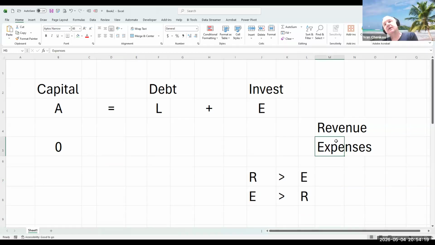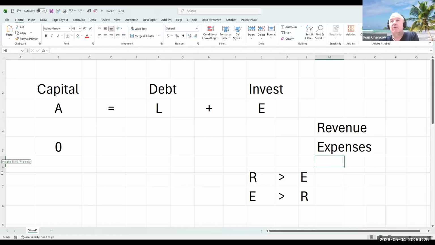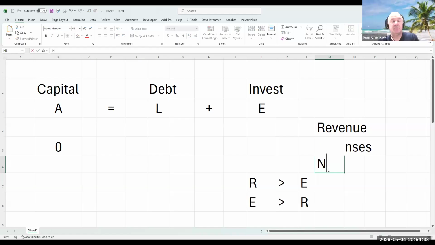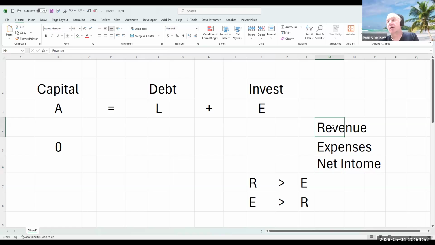So let's think again. I need income. The income is going to come only from revenue minus expenses. No questions about it. And as long as the revenue is more than expenses, I'm going to have net income. That's what I want. But I cannot have the net income if I don't have the revenue. But I cannot have revenue if I don't have the expenses. But I cannot have expenses until I have cash.